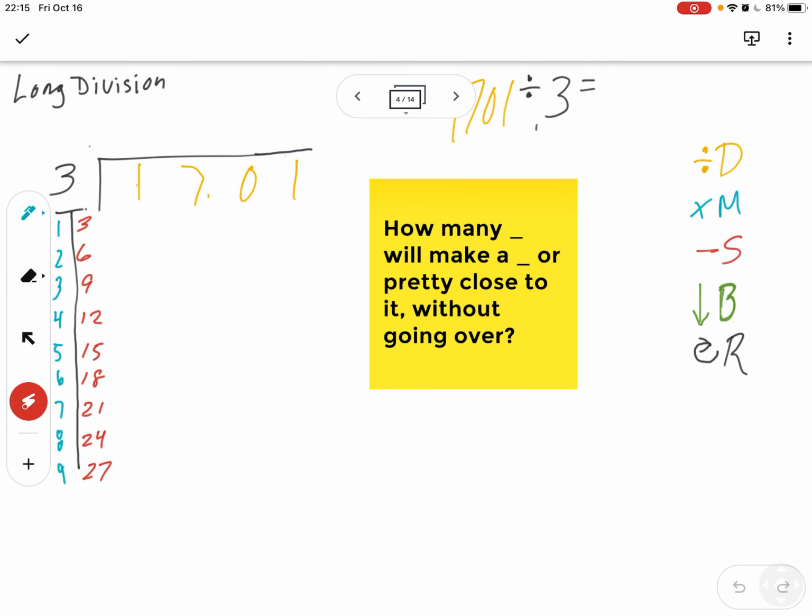In this example, I'm going to show you how to use the long division model to divide 1,701 divided by 3. Using our long division model, we first put our dividend on the inside of our standard algorithm for division symbol, and our divisor will go on the outside. So I have 1,701 divided by 3.